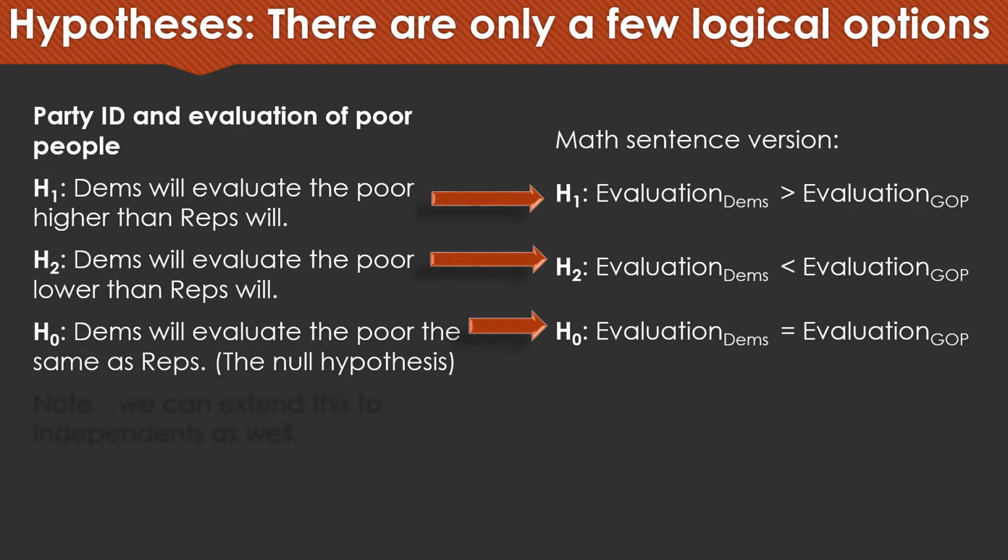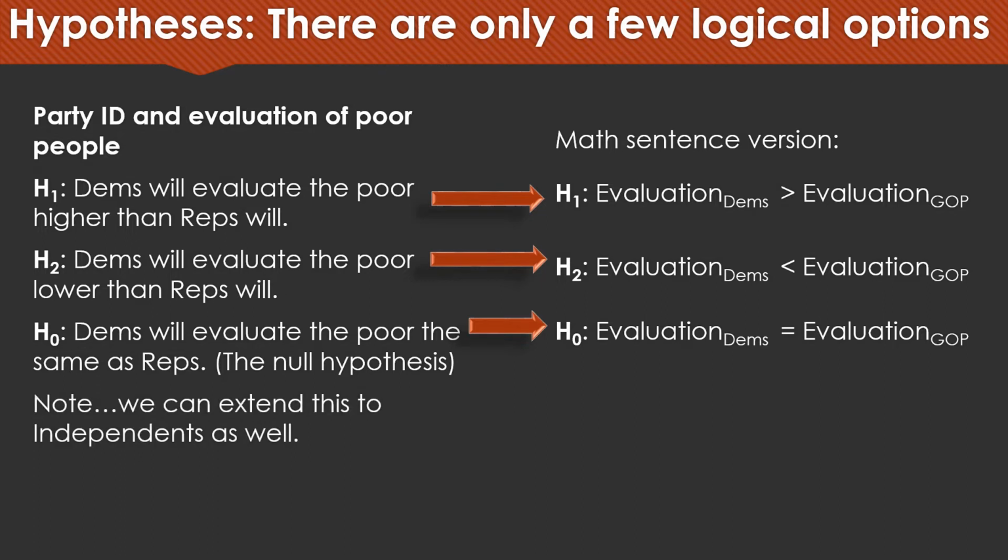When we find a measurement of evaluation and we're comparing these two groups, one of these three math sentences will be true and supported by the data, and the others will not be true. So this is a way of simplifying our expectations so that our data analysis has a specific standard that we can use to evaluate the truthfulness of the claims.